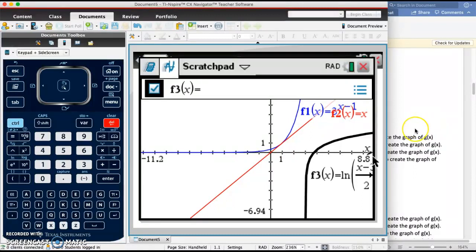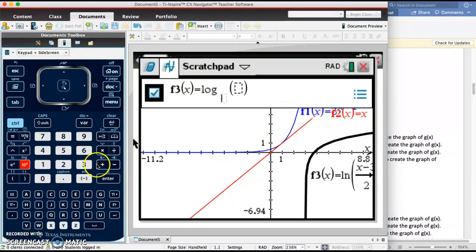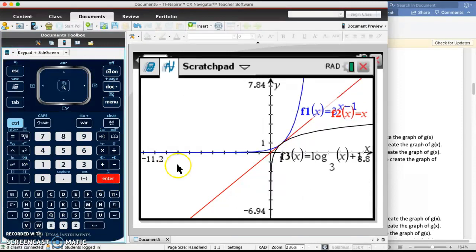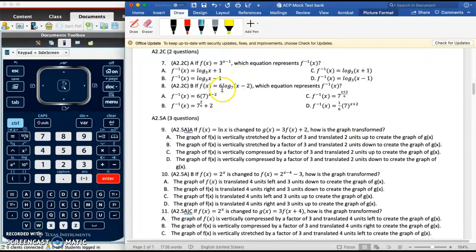A is log to the base 3 of x plus 1, so we're going to go control log the base 3 of x. Now be careful how you enter this. Only the x is in parentheses, so plus 1, enter. There you go. And if you notice, these two are reflecting over y equals x. So that's my answer. That's how you find the inverse of 3 to the x minus 1. So A is your answer for number 7. Okay? All right, number 8.